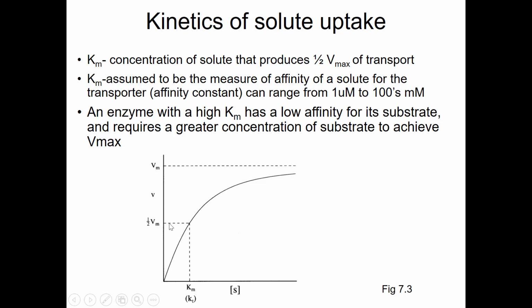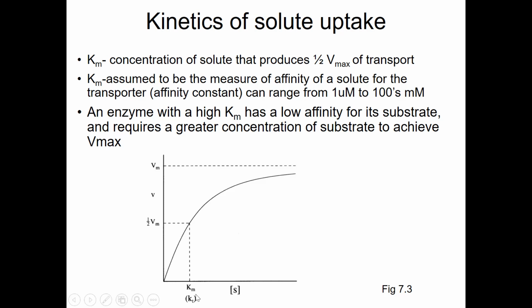Km is assumed to be a measure of affinity of a solute for the transporter. So it can range from 1 micromolar to hundreds of millimolar. So an enzyme with a high Km, so that would be maybe over here on this axis, has a low affinity for a substrate. Meaning you need more of that sugar to reach maximal Vmax or maximum import.